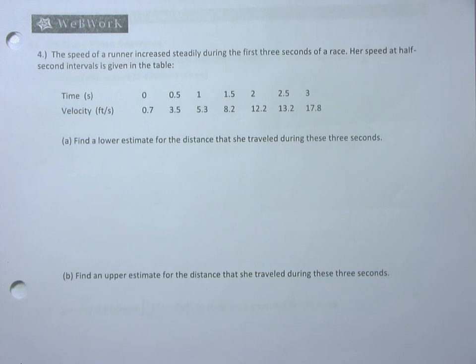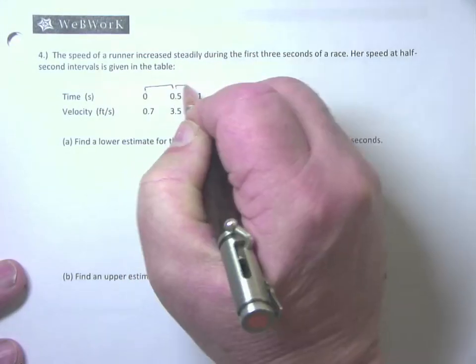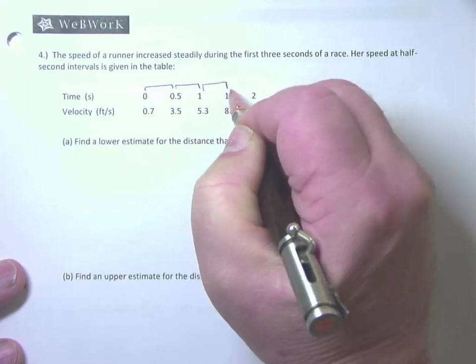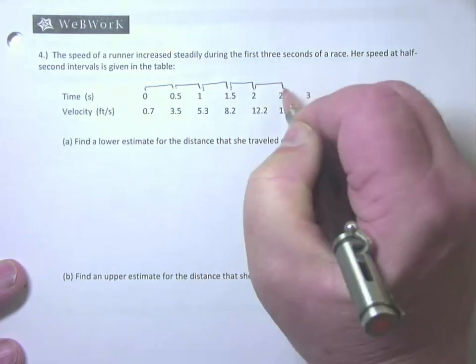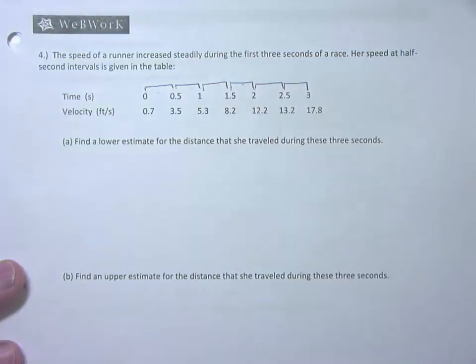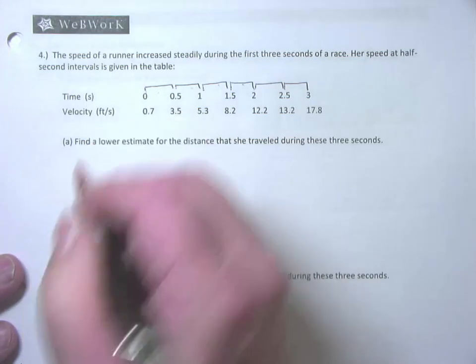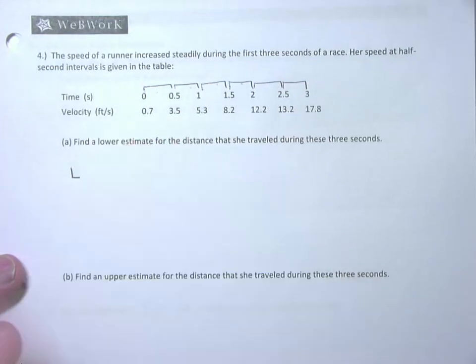All right, so you are supposed to find a lower and upper estimate for the distance she traveled during the 3 seconds. Well, the first thing you need to know is this: how many partitions do you have? I go from 0 to 0.5, 0.5 to 1, 1 to 1.5, 1.5 to 2, 2 to 2.5, 2.5 to 3. 1, 2, 3, 4, 5, 6 partitions. So we're going to do a lower estimate on this one, and I'm going to use a left Riemann sum.